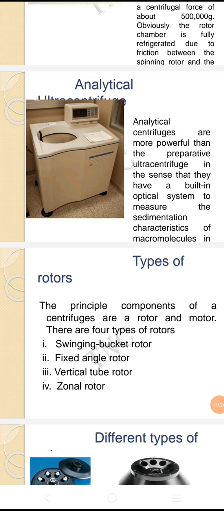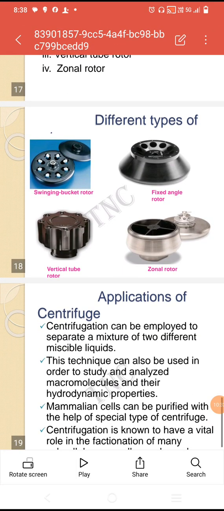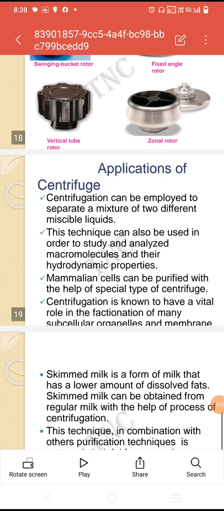Different types of rotors are used in centrifuges, namely the swinging bucket rotor, fixed angle rotor, zonal rotor and vertical tube rotor. We can see here the first one is the swinging bucket rotor, and on the right side the fixed angle rotor, zonal rotor and vertical tube rotor. These are the rotor types, and for different types of samples we can use different types of rotors.